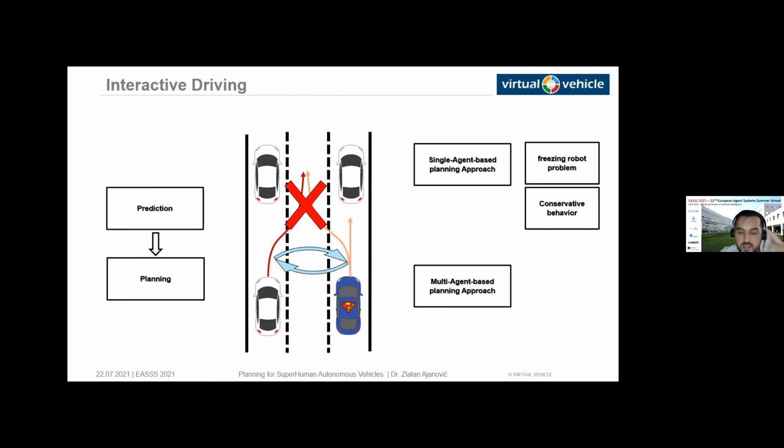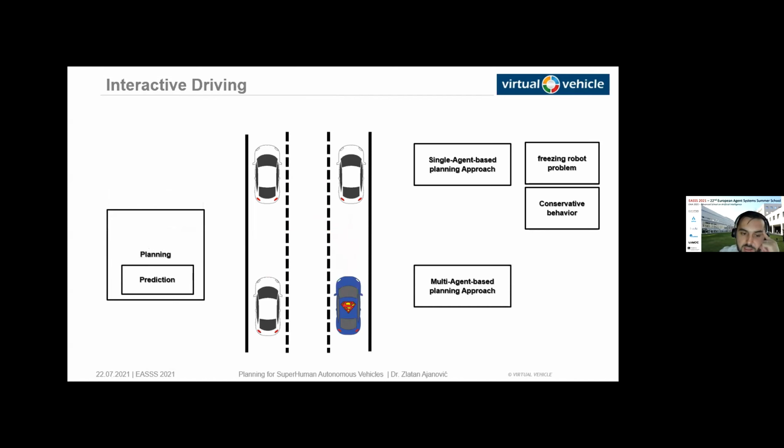And all the examples shown before are like this. What we need is planning and prediction combined together. So we need to have a prediction in each of the steps. So you see, as in this case, for each of the steps, we also need prediction of other vehicle actions. And this is the game theoretic approach.